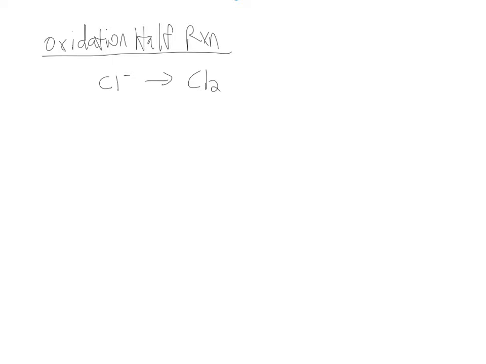Chlorine on the left side of the equation was a Cl- ion. On the right side of the equation, it's the diatomic molecule chlorine, Cl2. Now that we have a half reaction, let's follow our steps for redox balancing. Step 1, balance elements other than H and O. Here, we need to balance chlorine. There are 2 chlorine atoms on the right side, so we need 2 chlorine atoms on the left side.